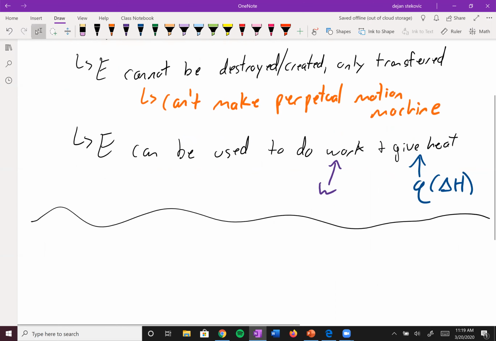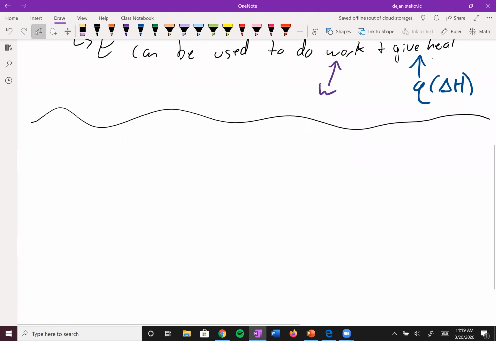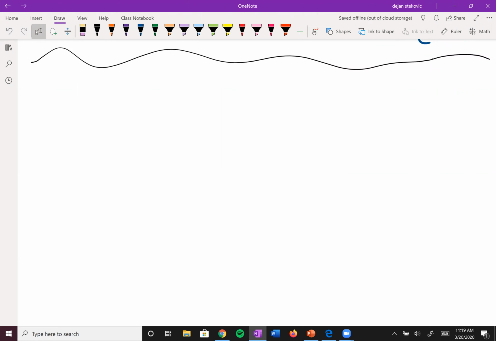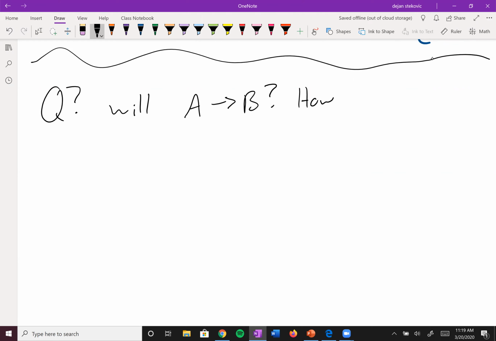Another question that thermodynamics really tries to answer is about spontaneity. Basically the question is, will a reaction happen? Will A turn into B? Will this reaction happen? And of course, we want to know, how do you know?